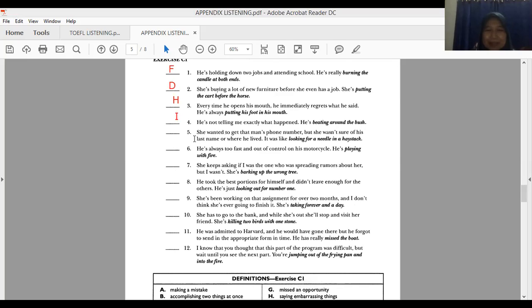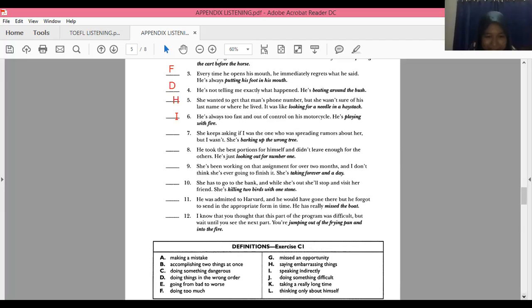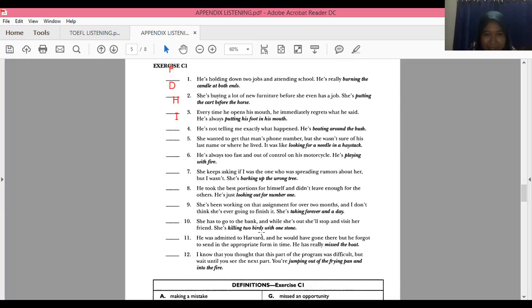Okay, biar teman kelamaan. She wants to get the man's phone, but she wasn't sure of his last name. Looking for a needle in a haystack. Di bahasa Indonesia juga ada, looking for a needle in a haystack, mencari jarum dalam tumpukan jerami. So, it means doing something difficult. Iya, thank you Miss Ainul. Doing something difficult. What letter is this? Okay, C.